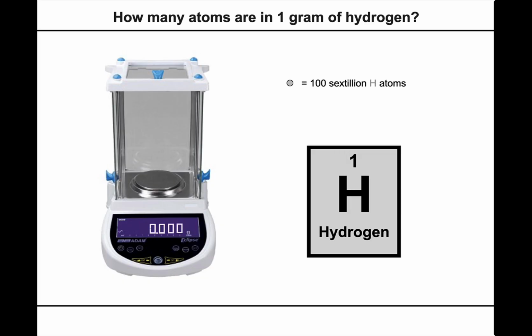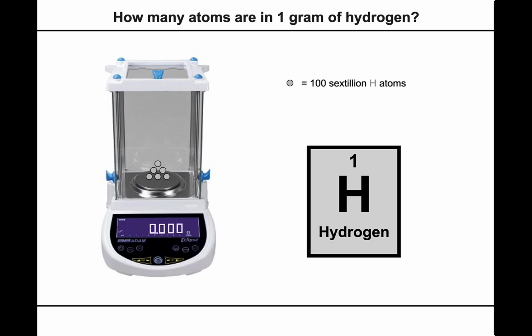This is a really, really important question. You may want to write this down just to focus yourself. Write down how many atoms are in 1 gram of hydrogen. What could that look like? Well, it's in the sextillions, all right? I have this little key on the top here. It says gray circle equals 100 sextillion hydrogen atoms. So I'm going to put 100 sextillion hydrogen atoms on the balance. And then I'm going to put another 100 sextillion hydrogen atoms on the balance. And another 100 sextillion hydrogen atoms. And I'm going to keep doing that until I get to 1 gram.